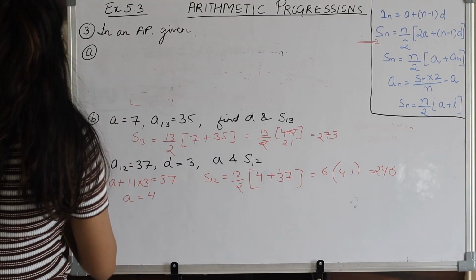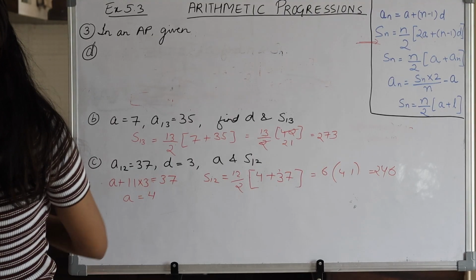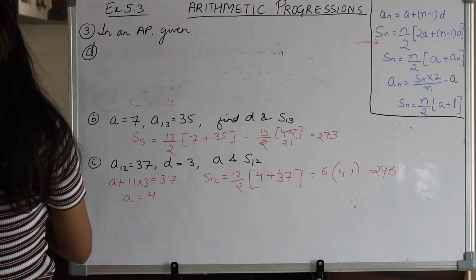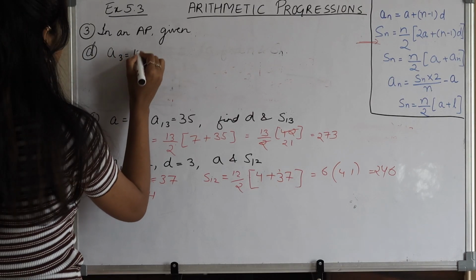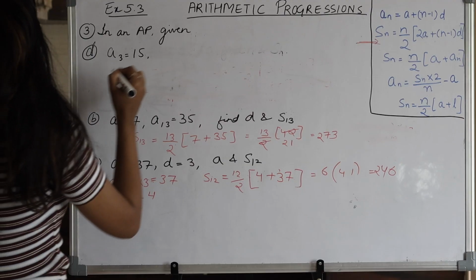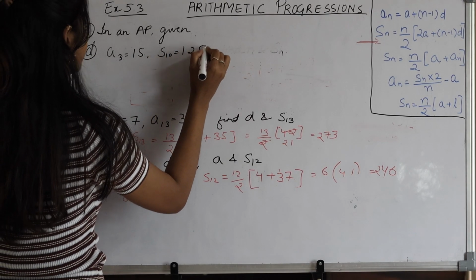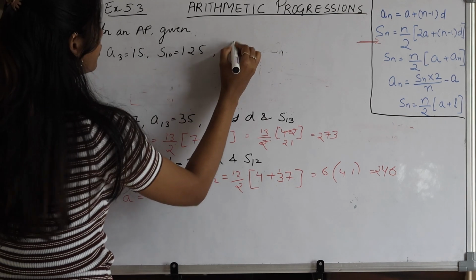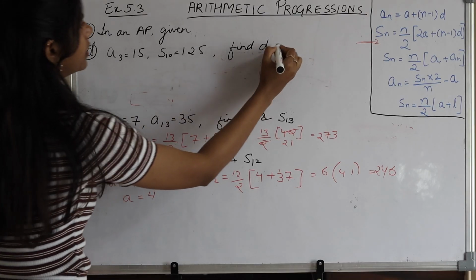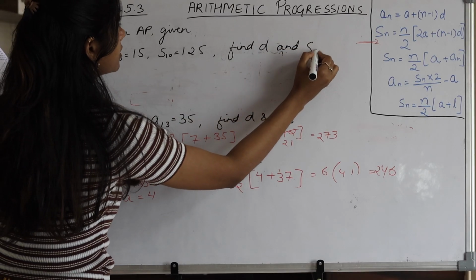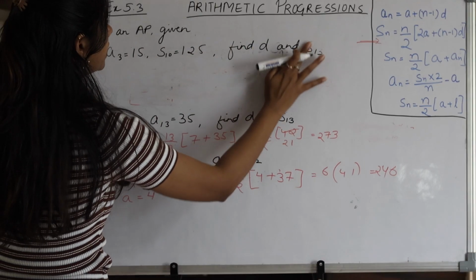Okay. So now D1 is, we'll move to D1, and it is given A3 equal to 15, S10 equal to 125. We have to find D and A10.